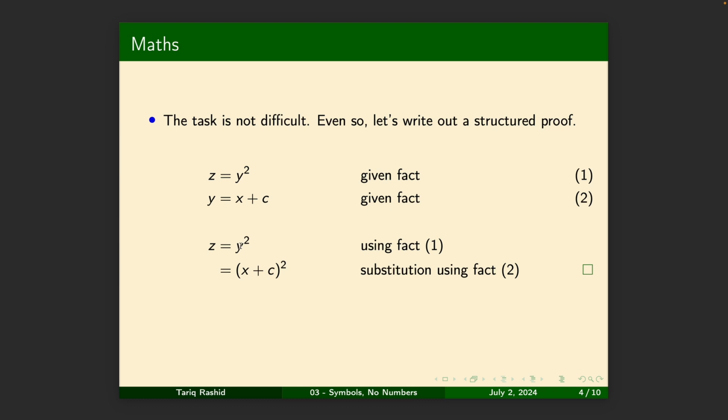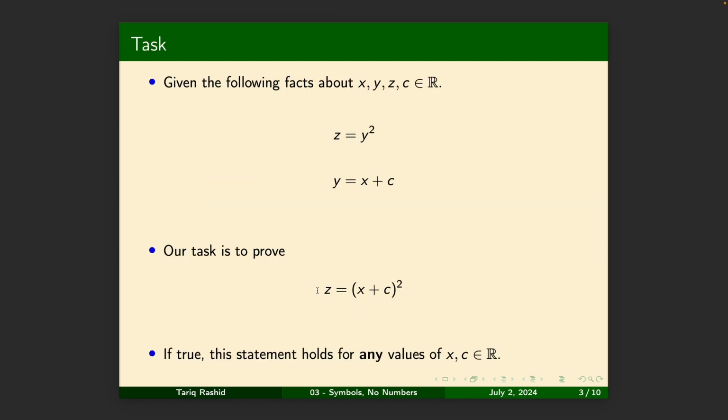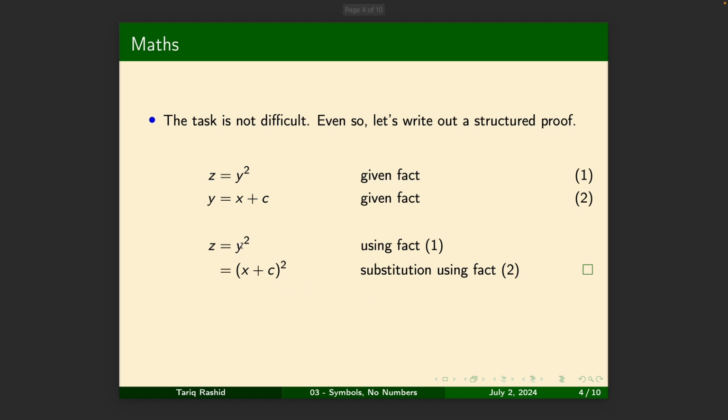So that's good. z is y squared. Now we've established that and we've justified it using fact 1, so we can't argue with that. How do we make progress? Well, we look at what we wanted to prove, which is this thing here, z in terms of x and c. Is there anything that will help us?